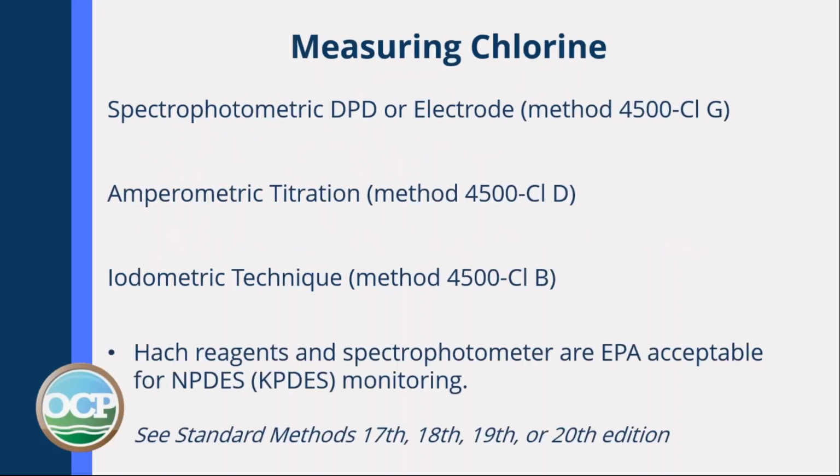Measuring chlorine, you can use the spectrophotometric DPD or electrode method. That's 4500 CLG. The amperometric titration method is 4500 CLD. The iodometric technique is method 4500 CLB. Hach reagents and spectrophotometer are EPA acceptable for KPDES and MPDES monitoring.